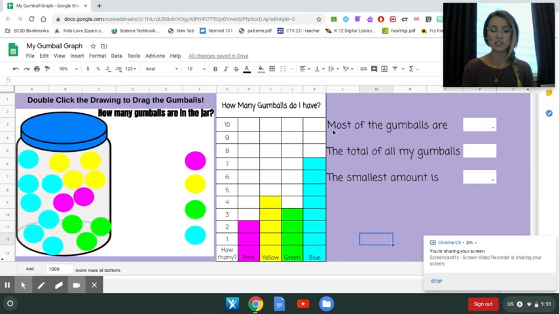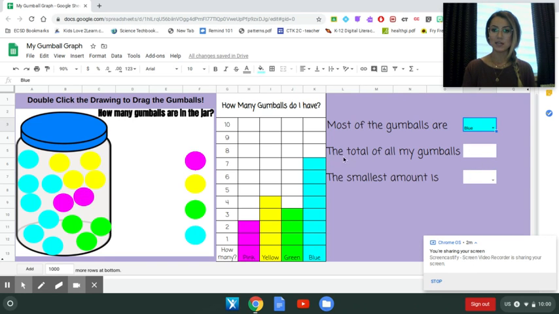So the first question says, most of the gumballs are, well, if I go take a look at my bar graph here, I can see pink had 2, yellow had 4, green had 3, blue had 7. So most of the gumballs are blue. So I'm going to enter my answer here.